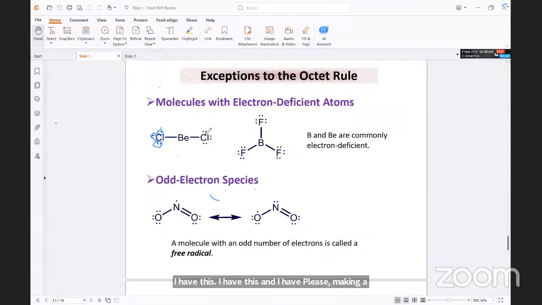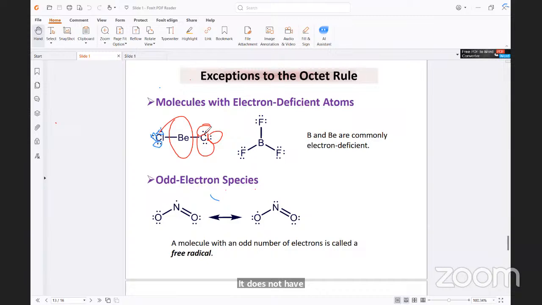Then I have also, let me use another color, I have also this, and this, making a total of 12. So I've used up all the 16 electrons. Let's now go to beryllium. Beryllium has 4. It does not have 8.